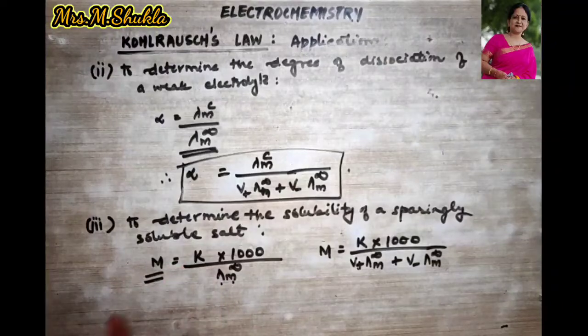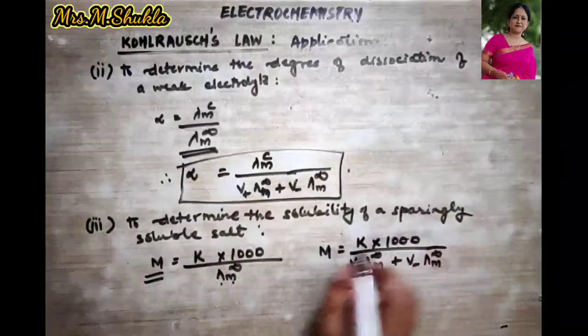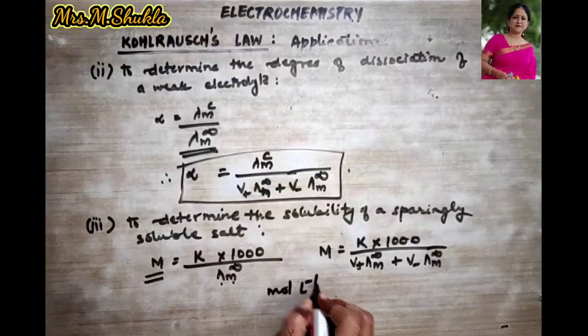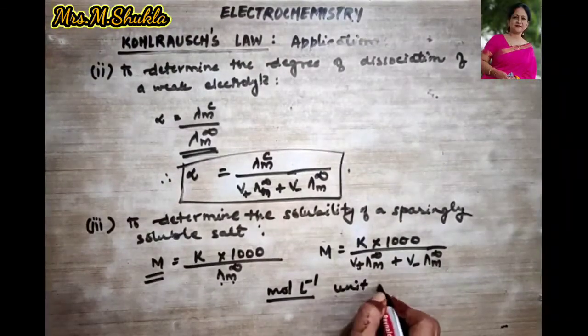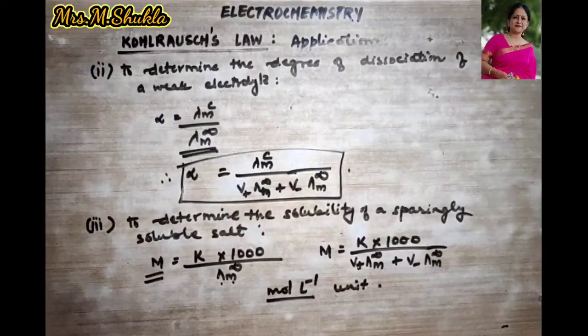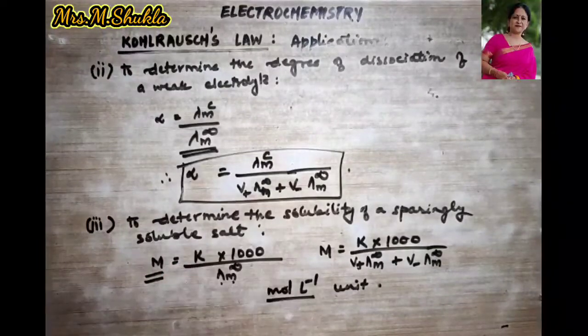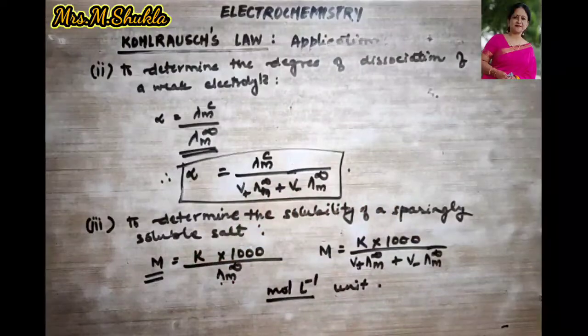right, which is always equal to the solubility of the salt, and the unit given to it will be mole per liter. This is the unit that is given to determine this molar concentration of the saturated solution of the sparingly soluble salt. So this was all about your Clausius law.